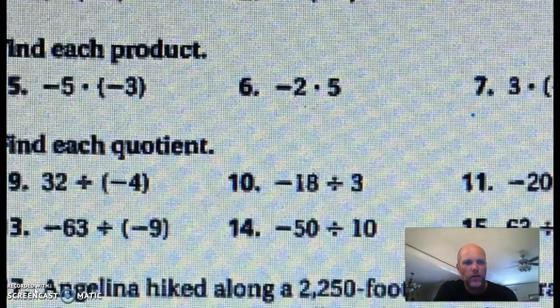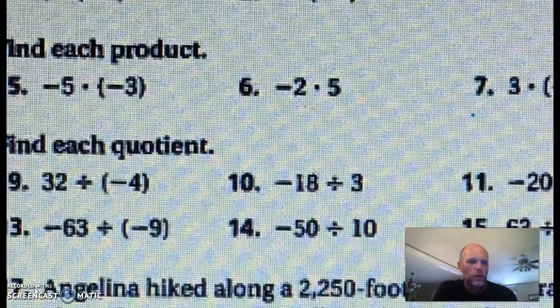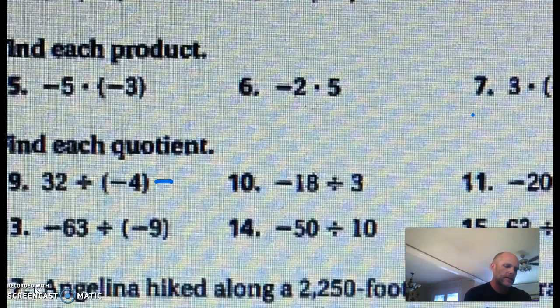Positive 32 divided by negative 4. And it says find each quotient. Remember, the quotient is an answer to a division problem. So the same rules apply. We have a positive and a negative. When the signs are different, that means our answer is going to be negative. So now all you have to know is how many times does 4 go into 32. Okay, 32 divided by 4 is 8. So it's a negative 8. Okay, easy money.